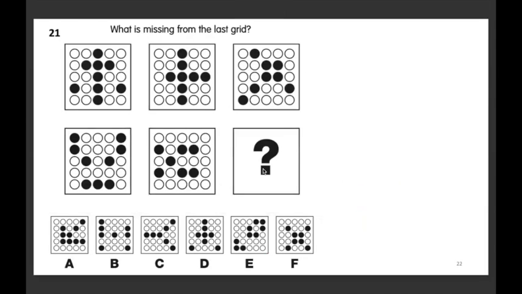What is missing from the last grid? Here you are given options, which grid will come here? Okay, so first grid, vertical symmetry. Second grid, horizontal symmetry. So this is 1, this is 2, this is 3.